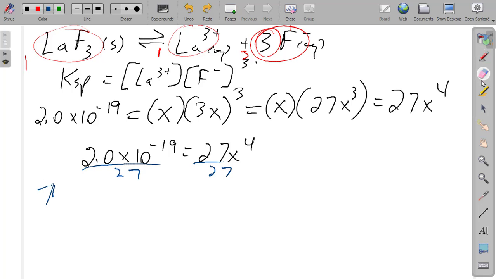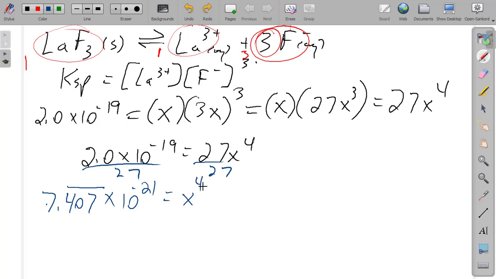My apologies. Start that again there. What you end up with is 7.407, and that 407 repeats, so I'm going to put a line over it, times 10 to the minus 21 equals x to the 4th.